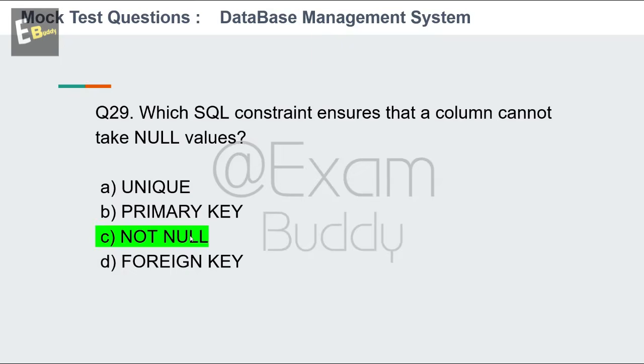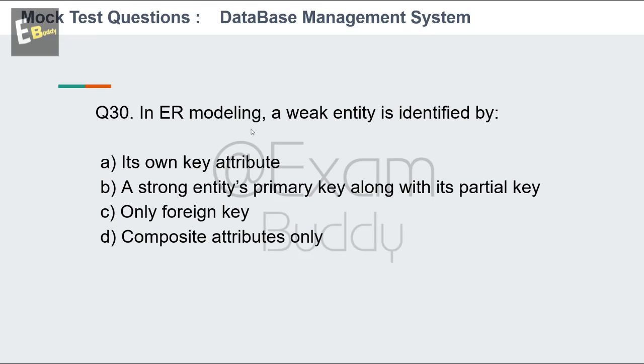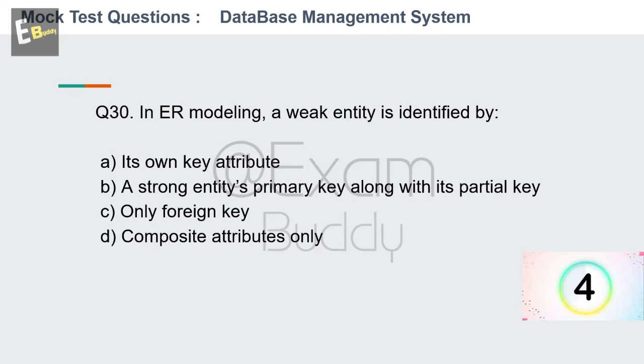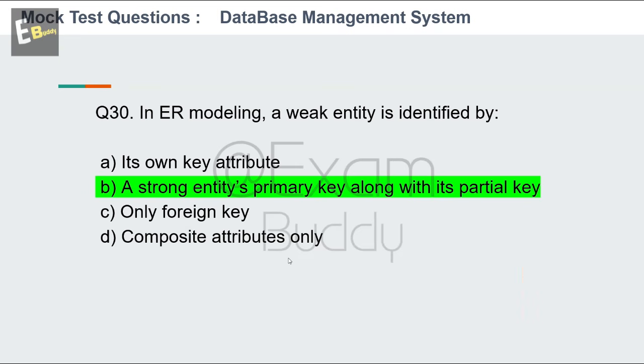Now let's go to question number 30. In ER modeling, a weak entity is identified by: its own key attribute, a strong entity's primary key along with its partial key, only foreign key, composite attributes only. So your time starts now. And the answer is B, a strong entity's primary key along with its partial key.